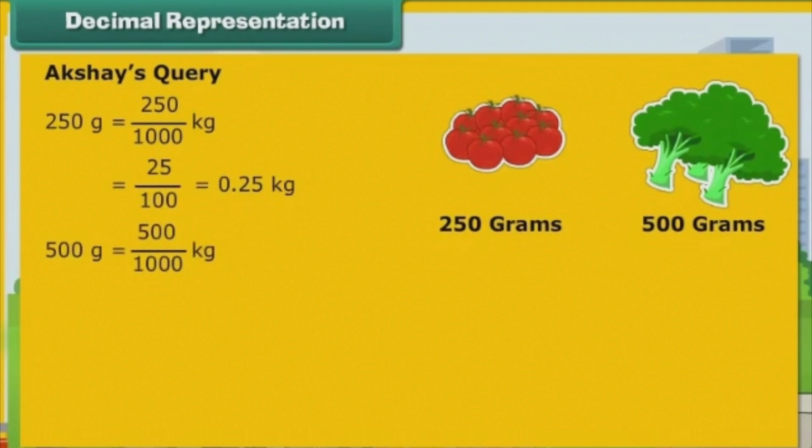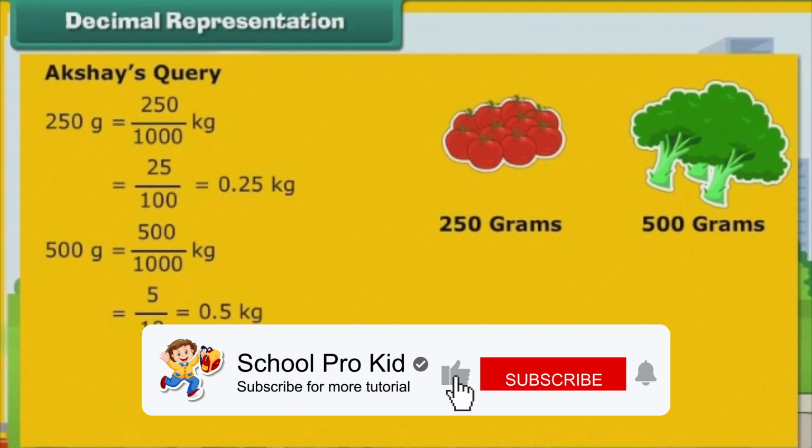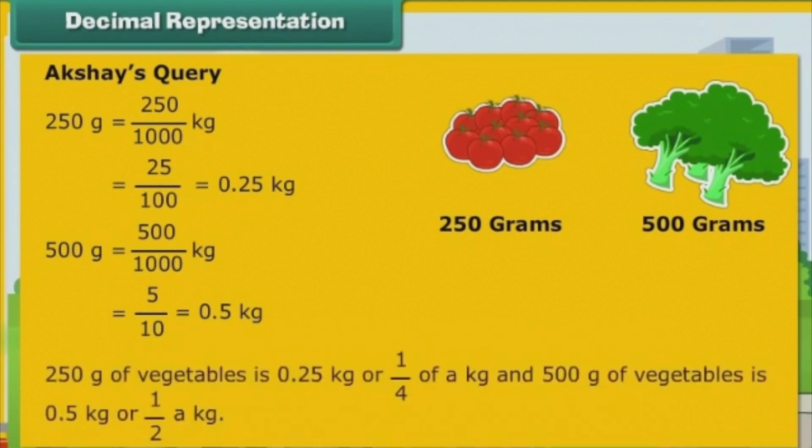500 gram is equal to 500 by 1000 kg. That is equal to 5 by 10 kg. That is equal to 0.5 or 1 by 2 kg. 250 grams of vegetables is 0.25 kg or 1 by 4 of a kg, and 500 gram of vegetables is 0.5 kg or half a kg.